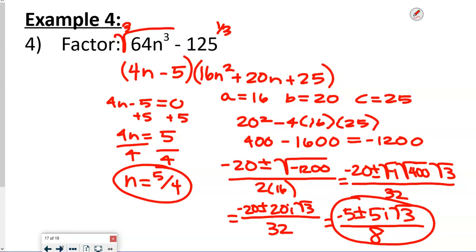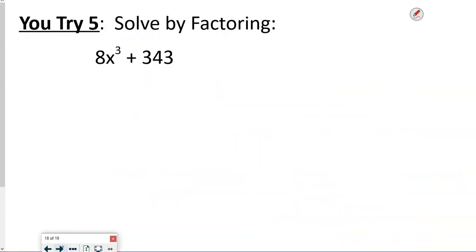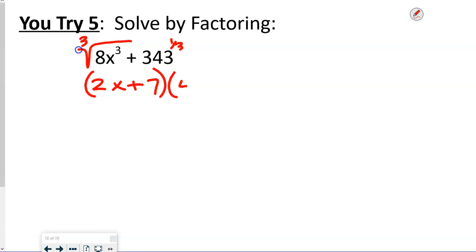All right, let's see if you guys can do this last one, and then come back to me and check it when you're done. Again, going to take the cube root here. Remember, I can take the number to the 1/3 power either way, okay? So this is going to be 2x plus 7. Once again, I'm going to square that 2x. That's going to be 4x squared.